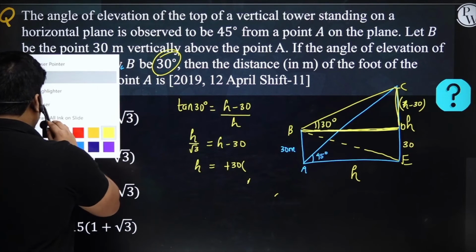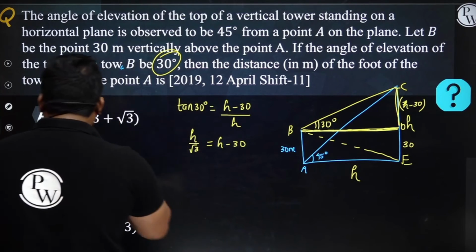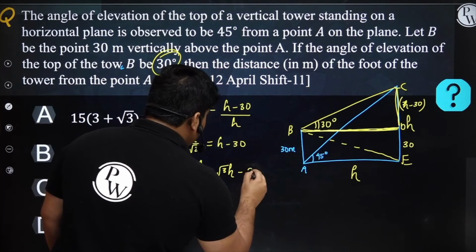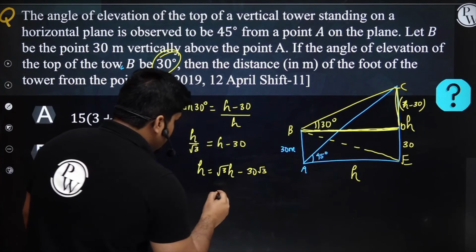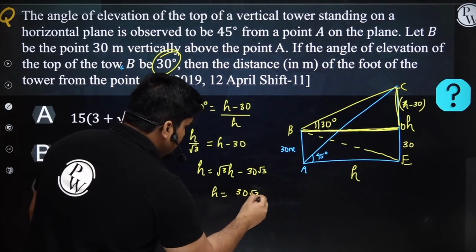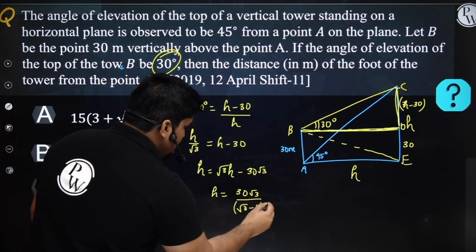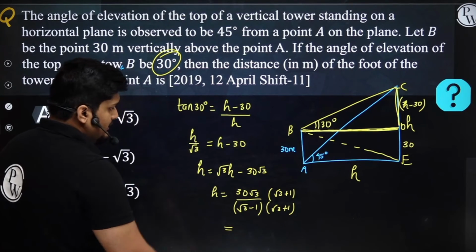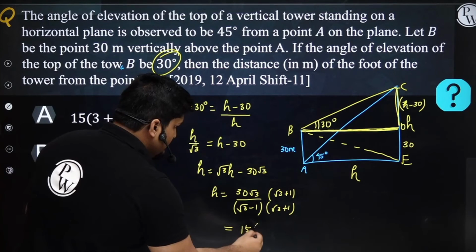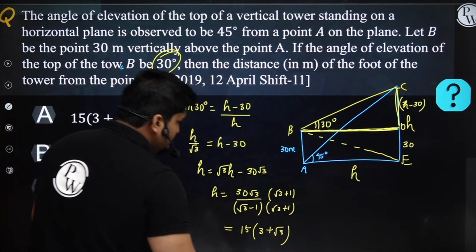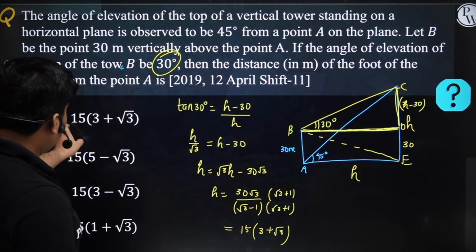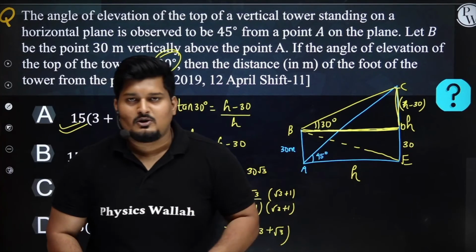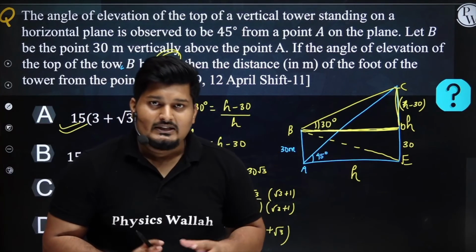Some rationalization is needed. So H is equal to root 3 times H minus 30 root 3. So H will be equal to 30 root 3 divided by root 3 minus 1. If you rationalize it with root 3 plus 1, we get 2 in the denominator, 15 times 3 plus root 3. So A will be the correct answer. It's so simple here. This is one of the simplest types of problem which you will have in your JEE exam. Fine, let's keep solving, guys.